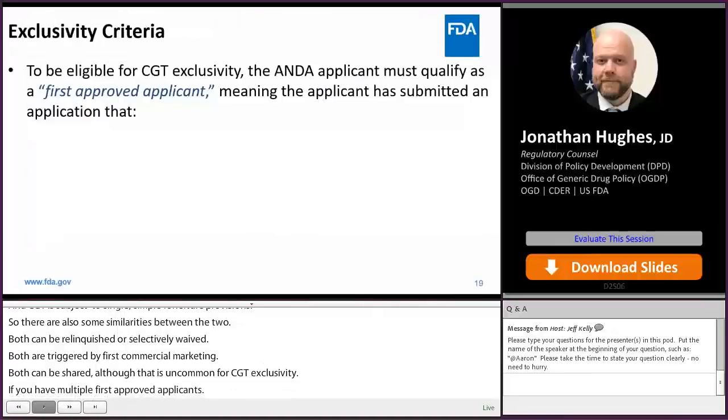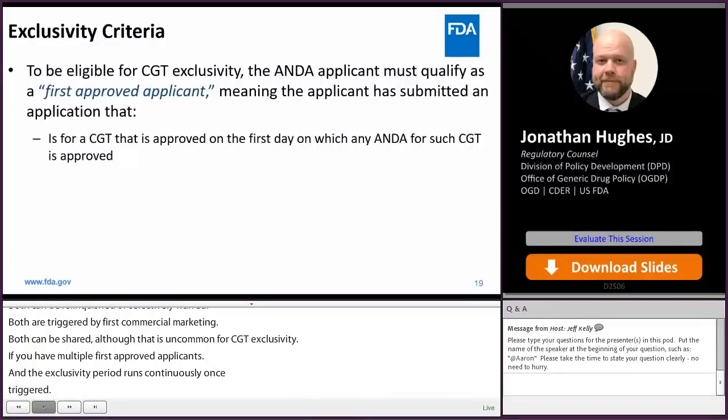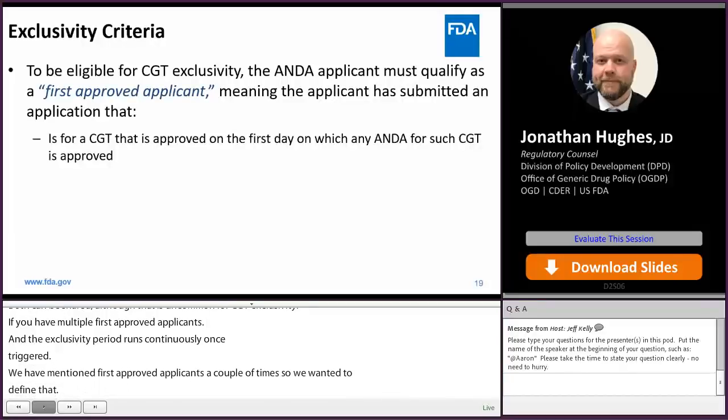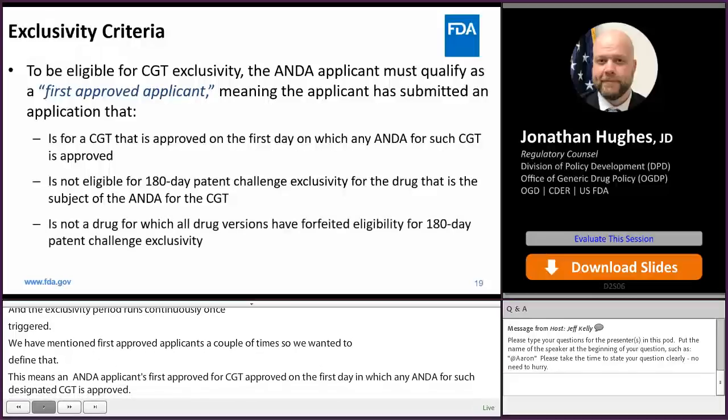We've mentioned first approved applicants a couple of times, so we wanted to define that. This means an ANDA applicant is first approved applicant for a CGT approved on the first day on which any ANDA for such designated CGT is approved. They're not eligible for 180-day patent challenge exclusivity for the drug that's subject of the ANDA for the CGT, and it's not a drug for which all versions have forfeited eligibility for 180-day patent challenge exclusivity.